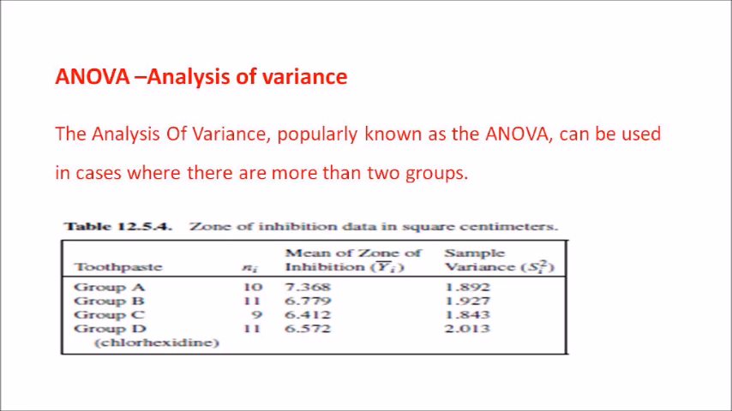It can be used in cases where there are more than two groups. Another example, if we are comparing the zone of inhibition using different types of toothpaste, we have group A, group B, group C, group D, and we are comparing the zone of inhibition. So we have four different groups, and we can go for ANOVA. Clear? This also follows the same pattern of the parametric test: data should be normally distributed. So that is about paired t-test, unpaired t-test, and ANOVA. I'll be dealing with the categories of ANOVA in the next session. Okay, thank you.